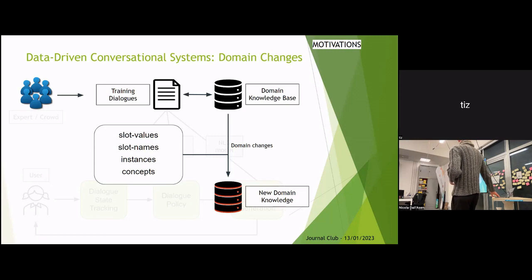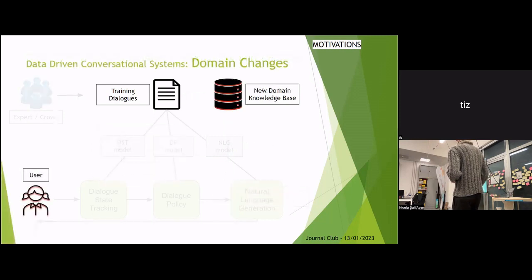Okay, so what happens when there are some of these changes? I'm marking the changes in red. So now we have a new domain knowledge base. So the world changed, this knowledge base contains different information. And accordingly, the user also wants to know different information. Maybe there is a new restaurant, and the user wants to know information about this new restaurant. Okay, so how do we deal with this situation?